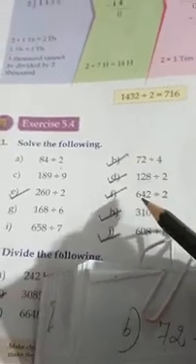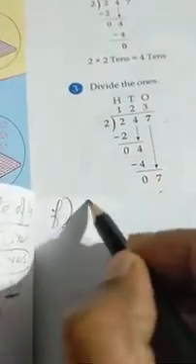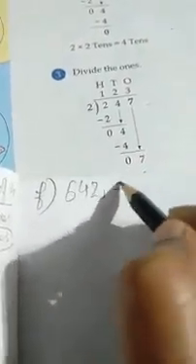Yes, let's move to our next sum. What is that? F part. That is F part, 642 divided by 2. Here again we need the table of 2. We will write it again.